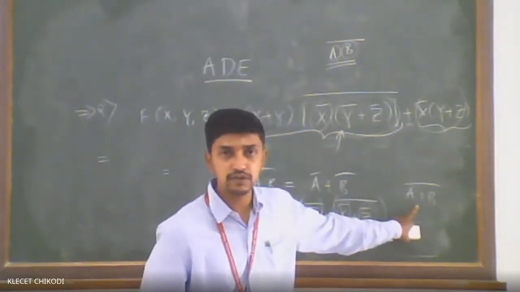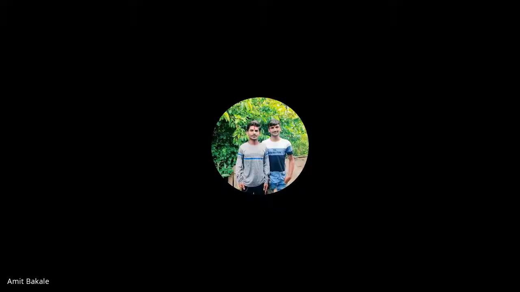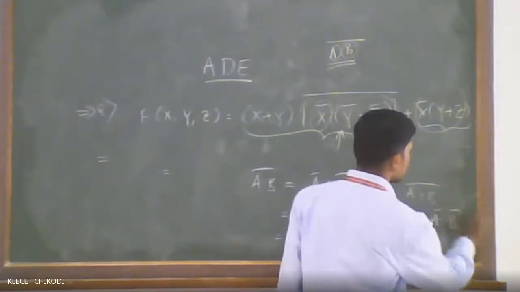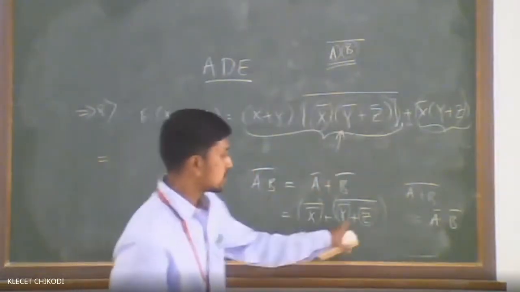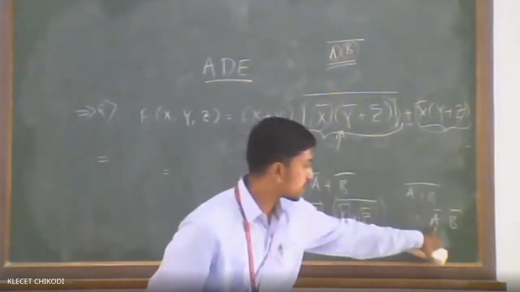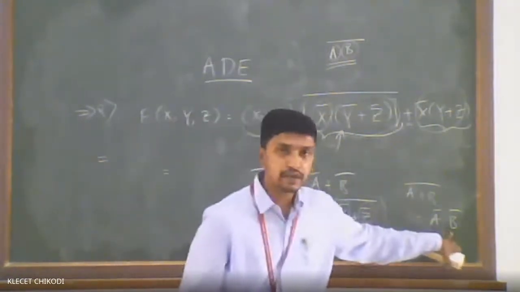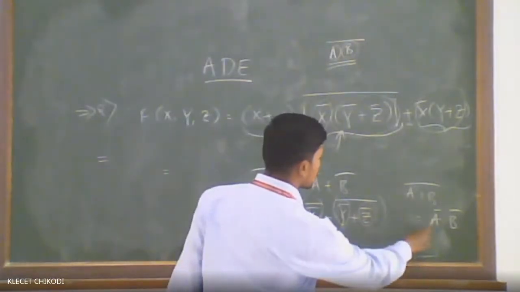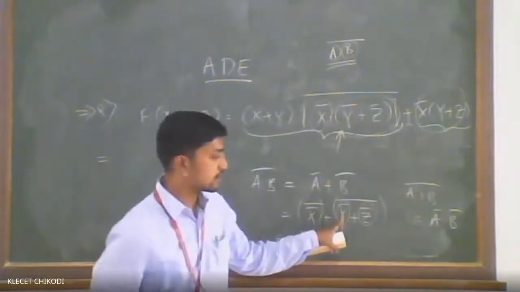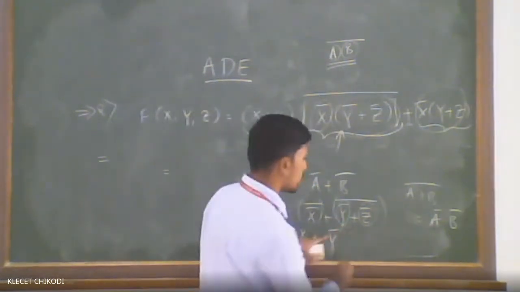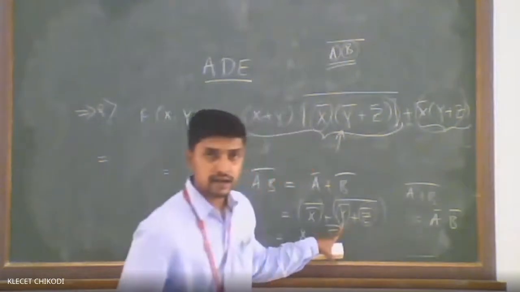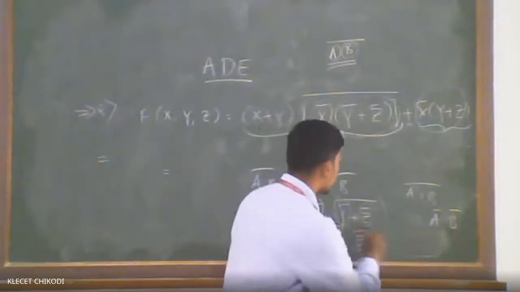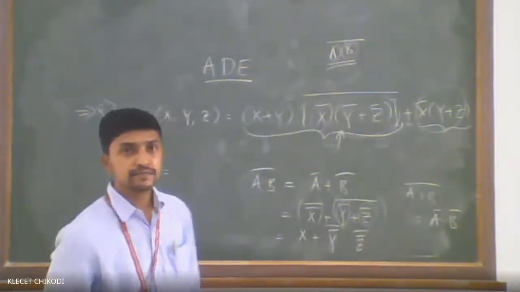A plus B whole bar is equal to A bar into B bar. It will be A bar into B bar. Now, apply the same theorem for this one. Instead of A, you have to write y bar. Instead of B, you have to write z bar. So write that. What is the A here? A here you have to remember is y bar. Y bar whole bar into z bar, again bar for that. Is it clear?